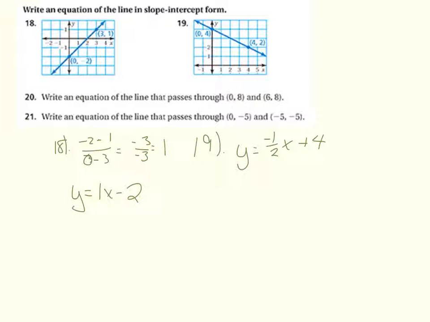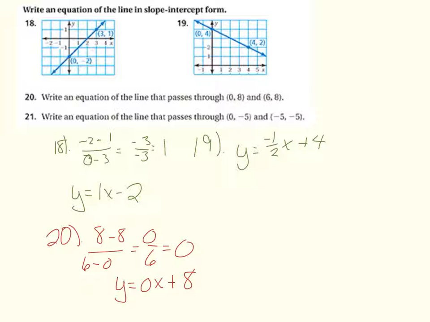We still need to find our slope. So on number 20, we find our slope. We take 8 minus 8 on top over 6 minus 0, and we get 0 over 6, and that is 0 for our slope. So if we plug in y equals 0x, we look and see what our intercept is, and it looks like it's 8.